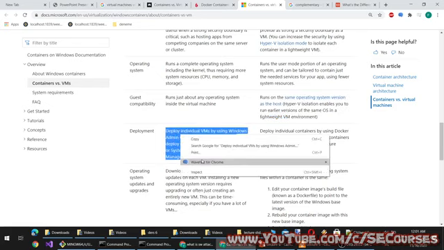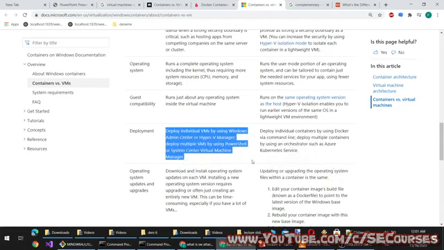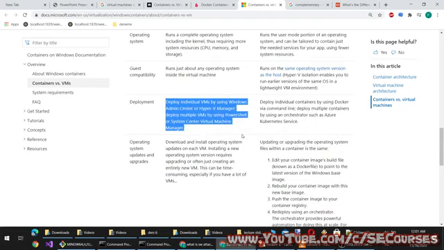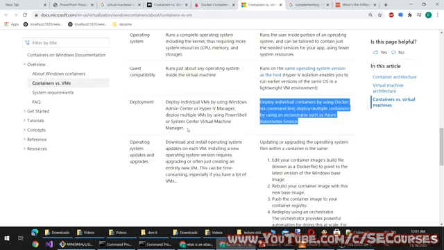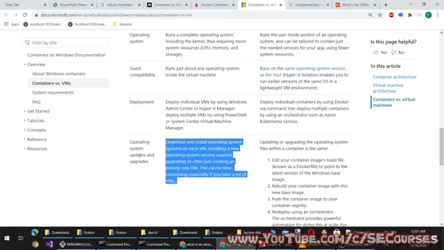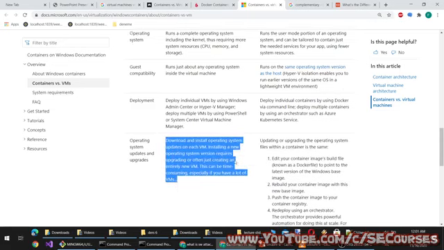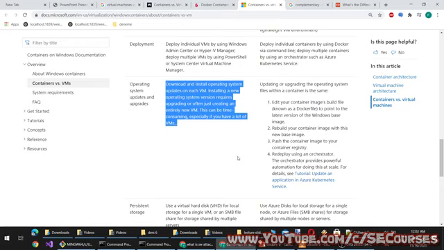From the deployment point, deploy individual VMs by using Windows Admin Center or Hyper-V Manager. Deploy multiple VMs by using PowerShell or System Center Virtual Machine Manager. Deploy individual containers by using Docker via command line. Deploy multiple containers by using an orchestrator such as Azure Kubernetes Service. And for operating system updates and upgrades, download and install operating system updates on each VM. Installing a new operating system version requires upgrading or often just creating an entirely new VM. This can be time-consuming, especially if you have a lot of VMs.